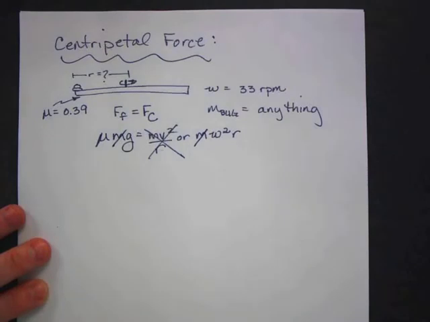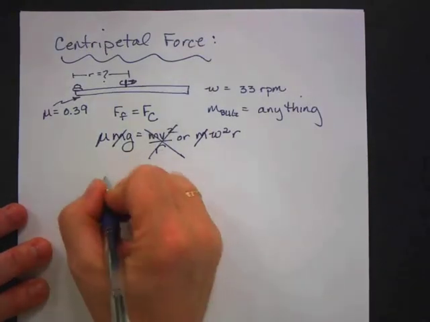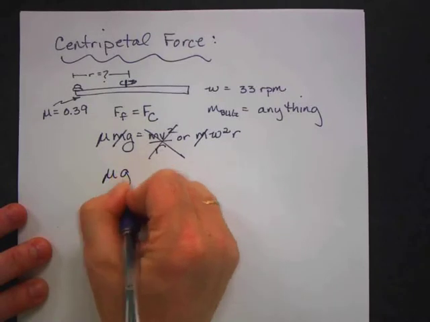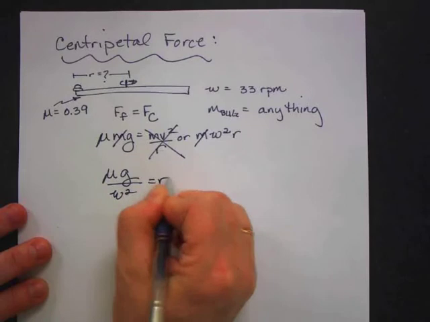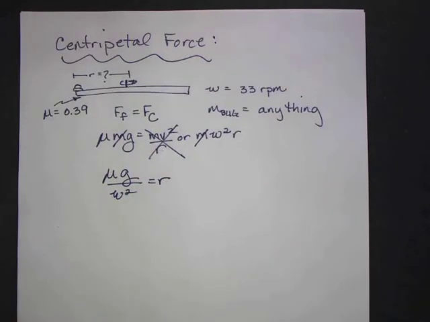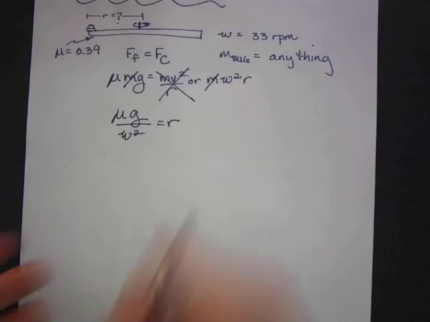And since mass is anything, we can make mass go bye-bye, right? And we're solving for r, so if I boil it down now, this will end up being mu g over omega squared. Does everybody see how I sort of skipped a couple of steps there to get r? Everybody got that? So 33, of 80%.